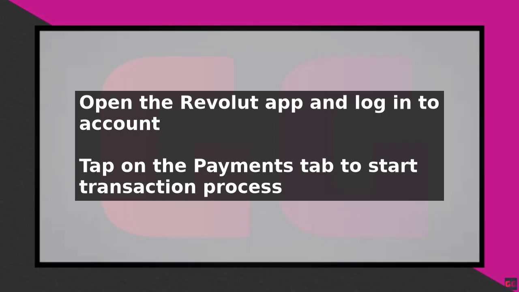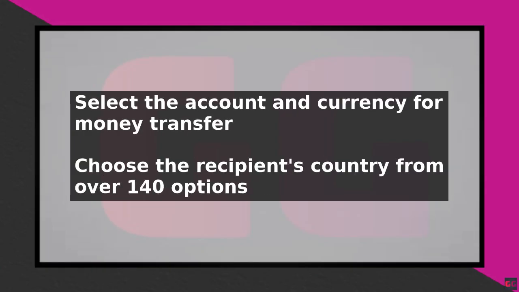Next, select the account you want to send money from, such as your current account or credit card. Then, choose the currency you want to send and the recipient's country. You can send money to over 140 countries with Revolut.